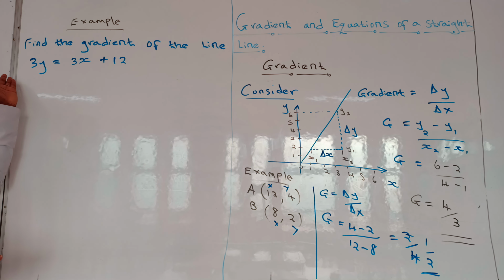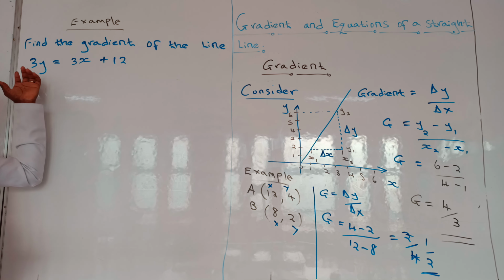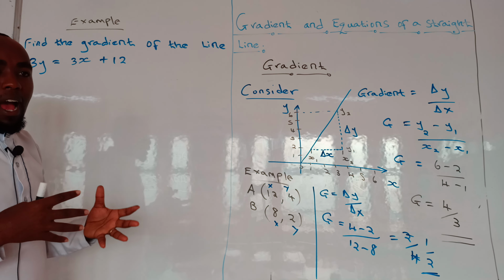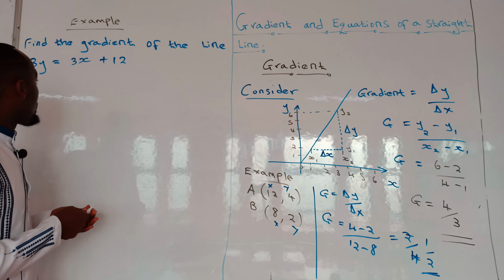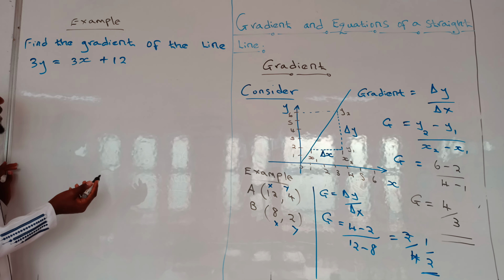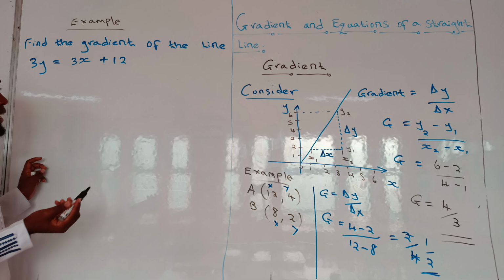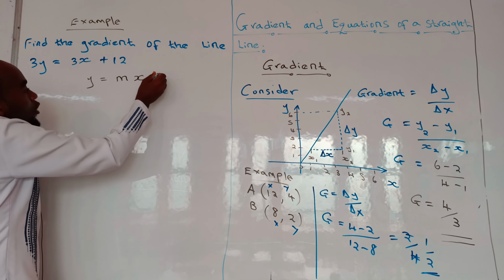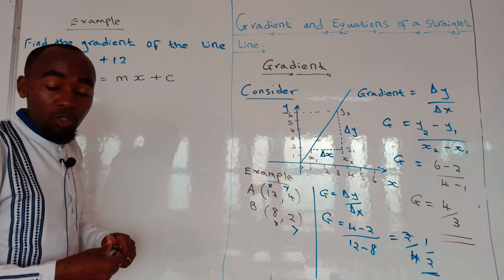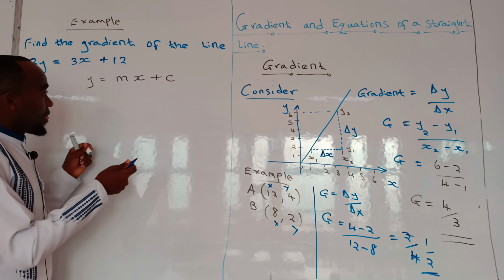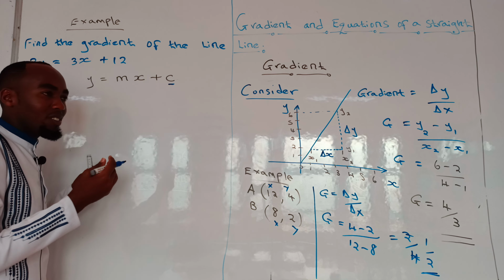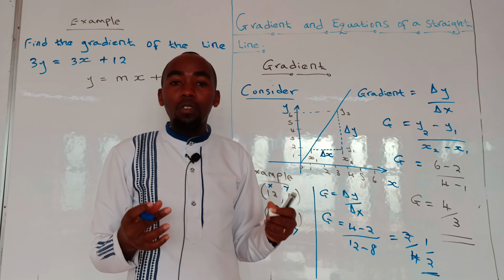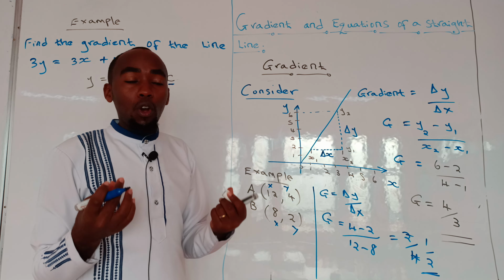Anytime you're given an equation and you want to find the gradient from that equation, how do you interpret it? I want to remind you that you are taught how to write the equation of a straight line in the form y equals mx plus c. I hope you still remember that c is a constant, a number like 4, 5, 10, -2, because we refer to it as a constant.